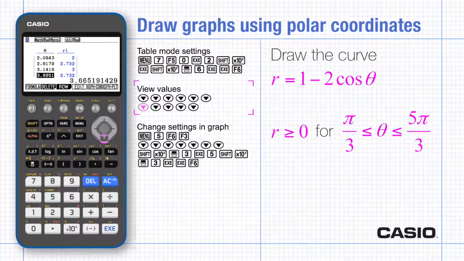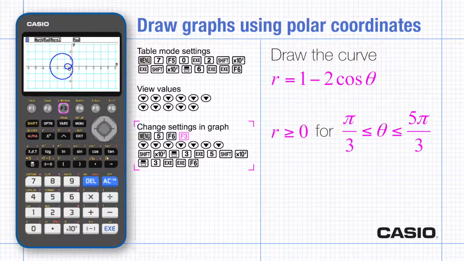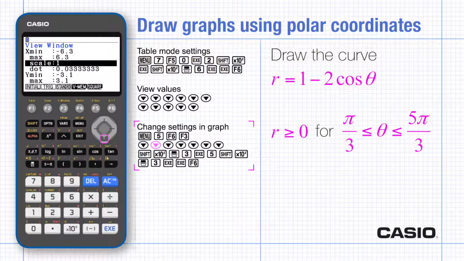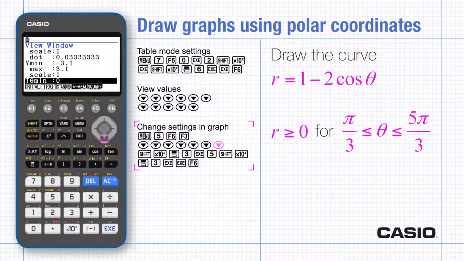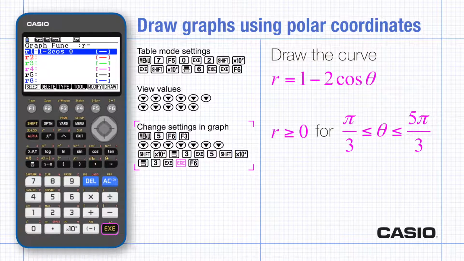Remember, we're looking for the values of theta which give positive values for r. So we need the values of theta between pi over 3 and 5 pi over 3. Return to graph mode, draw and enter these values into view window. And now only positive values of r are shown.